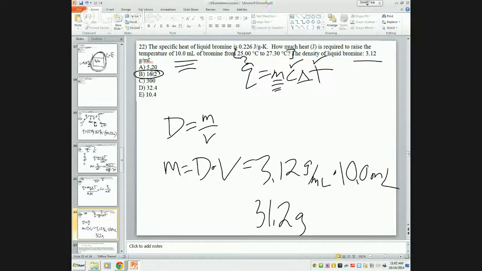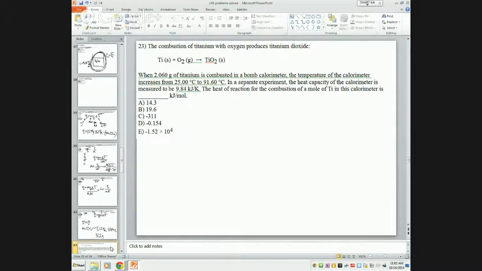All right, last one. 23, the combustion of titanium with oxygen produces titanium dioxide, equation given below. When 2.060 grams of titanium is combusted in a bomb calorimeter, the temperature of the calorimeter increases from 25 degrees to 91.6 degrees. In a separate experiment, the heat capacity of the calorimeter is measured to be 9.84 kilojoules per Kelvin. The heat of reaction for the combustion of 1 mole of Ti in the calorimeter is blank.